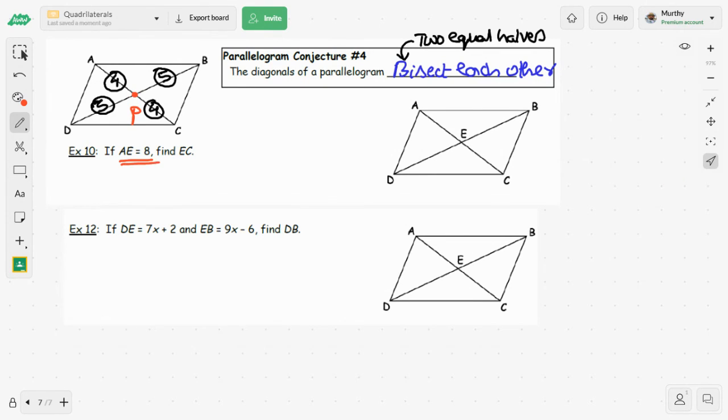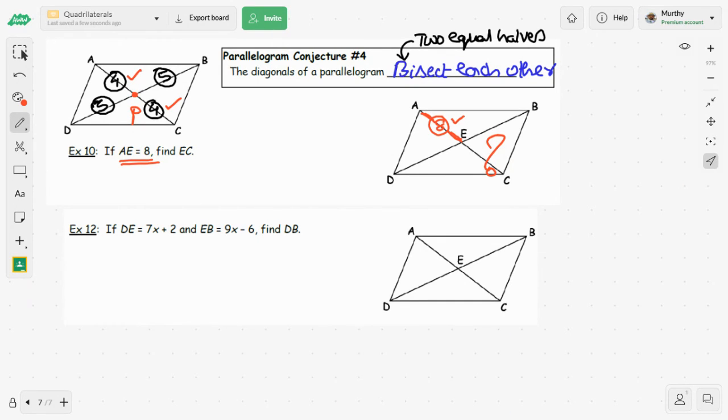If AE equals 8, let me mark it on this one. AE is given as 8 units. What is the value of EC? It's funny, because if you look at the example we discussed before, AP is 4 units and PC is 4 units. You see that the diagonals are bisecting. If this one is 4 units, this is also 4 units, right? So if this one is 8 units, what's the value of EC? Can you guess what is the value of EC?